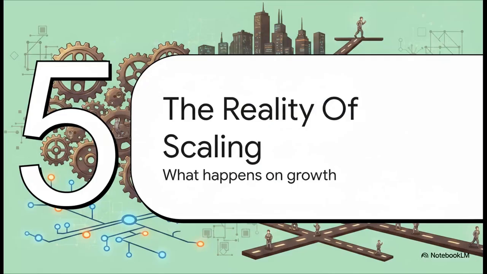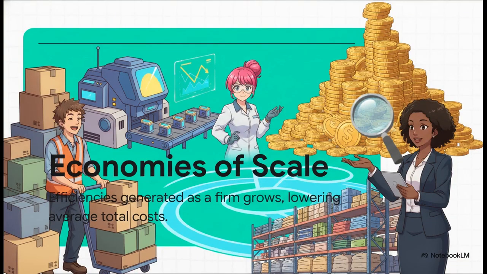Finally, Section 5, the reality of scaling. Let's talk about what happens when you actually start to grow. As you initially grow, you gain what we call economies of scale. These are massive efficiencies generated as a firm grows its scale of output, which actively lowers your average total costs of production. Think about buying raw materials in bulk to get a huge discount. That's a purchasing economy of scale. Basically, you're getting bigger, and producing each unit is actually getting cheaper.